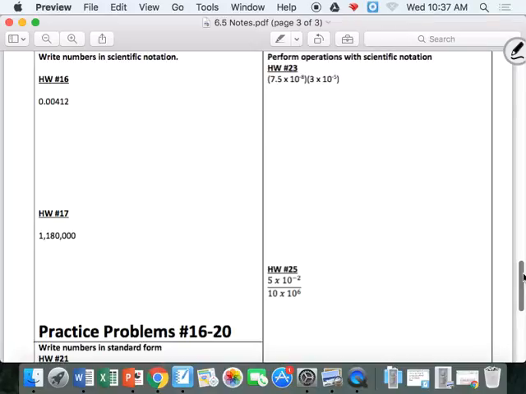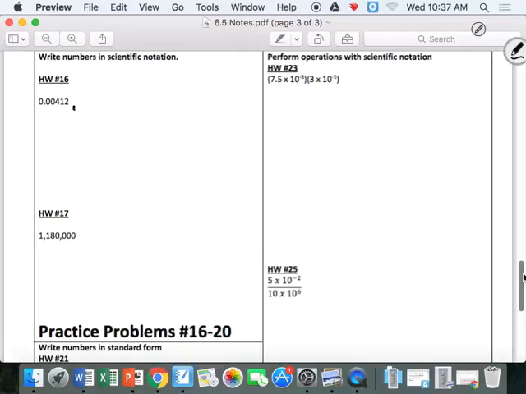Okay. The first thing is on scientific notation, your number has to be between 1 and 10. It must be between 1 and 10. So I have to move the decimal until this number is between 1 and 10. Where do you think I need to move it? Between the 1 and the 2? No, because if I move it there, it's 41.2, and that number is not between 1 and 10.